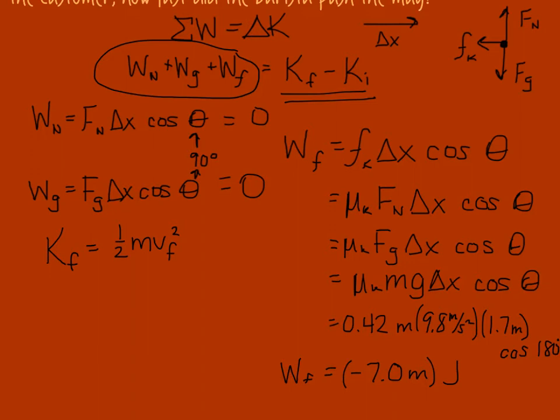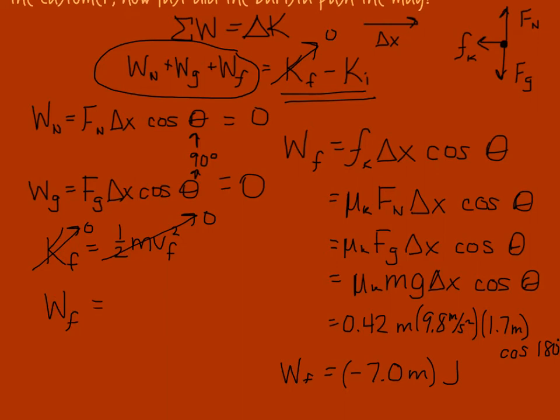Now, the problem told us that the coffee mug stops at the customer. So that means v final is 0. So that means this whole thing is equal to 0. And so that is equal to 0. So in my equation up top here, I'll mark that off.